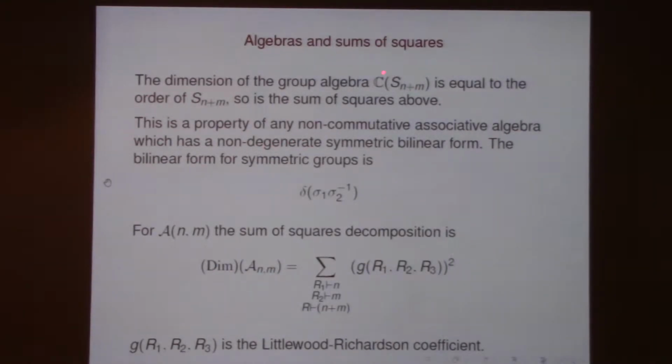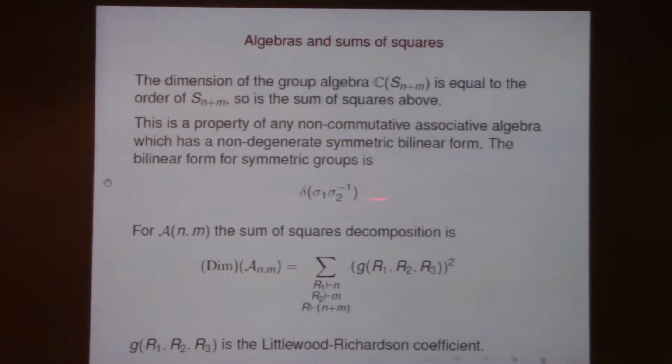Now, this group algebra has a bilinear form. It is a pairing of sigma 1 and sigma 2, which comes from the delta function. Basically it says sigma 1 equals sigma 2. If sigma 1 equals sigma 2, the pairing is 1. If sigma 1 is not equal to sigma 2, the pairing is 0. So there's a nice pairing in the group, which can be lifted to the group algebra. In the group algebra, it gives a non-degenerate symmetric bilinear form. Bilinear because now you're allowed to take linear combinations of these things.